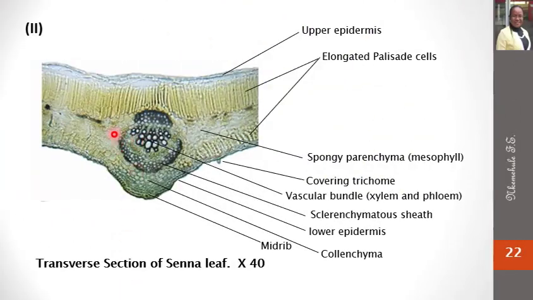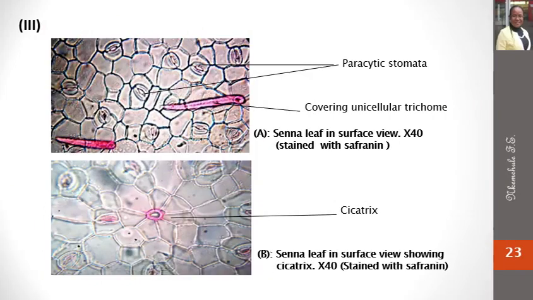This image will help you to appreciate the sectional view of Senna leaf cut transversely, and it will help you to understand the arrangement of leaf tissues. Images 3A and 3B show cleared Senna leaf in surface view. In 3A, we can appreciate the paracytic type of stomata found on both the lower and the upper epidermal surface of Senna leaf.